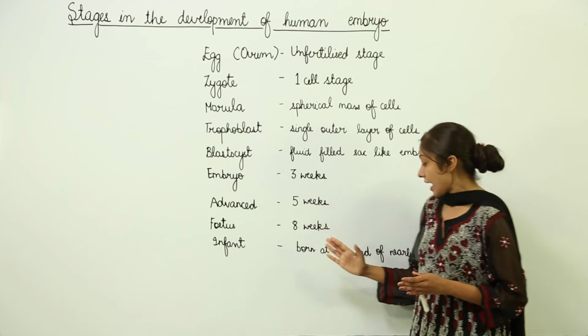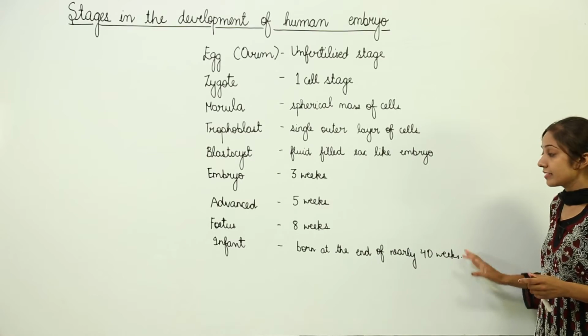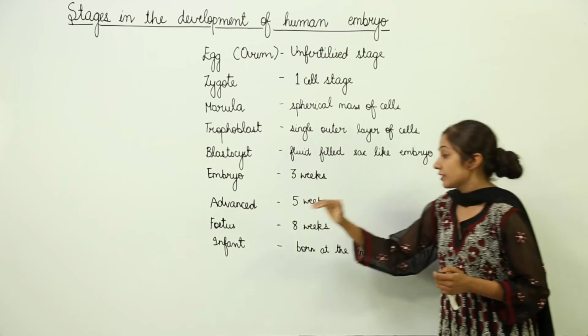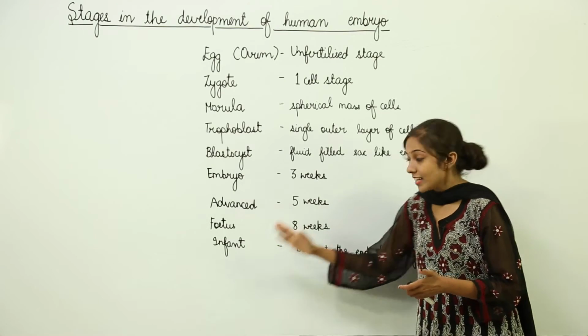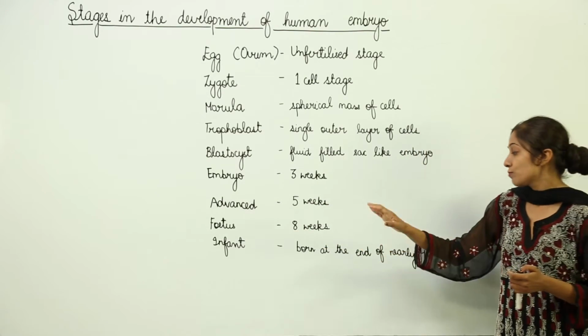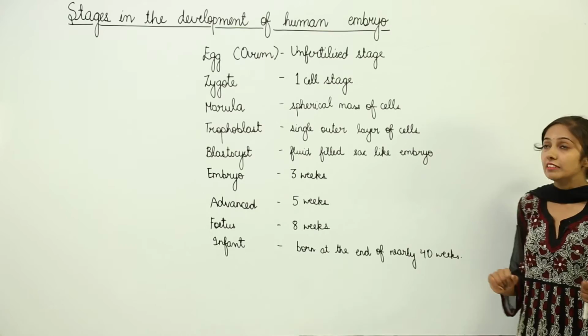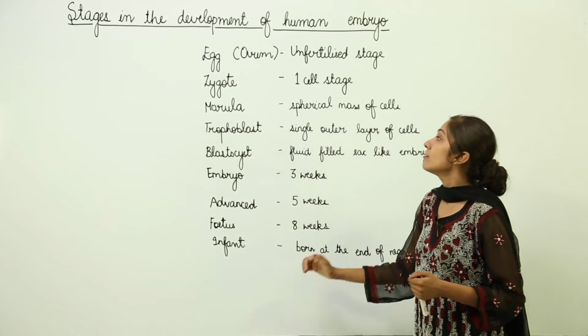So after this, after exactly 40 weeks, the born baby is known as infant. Meaning infant is the one who is born at the end of nearly 40 weeks. So these are the stages in the development of human embryo.